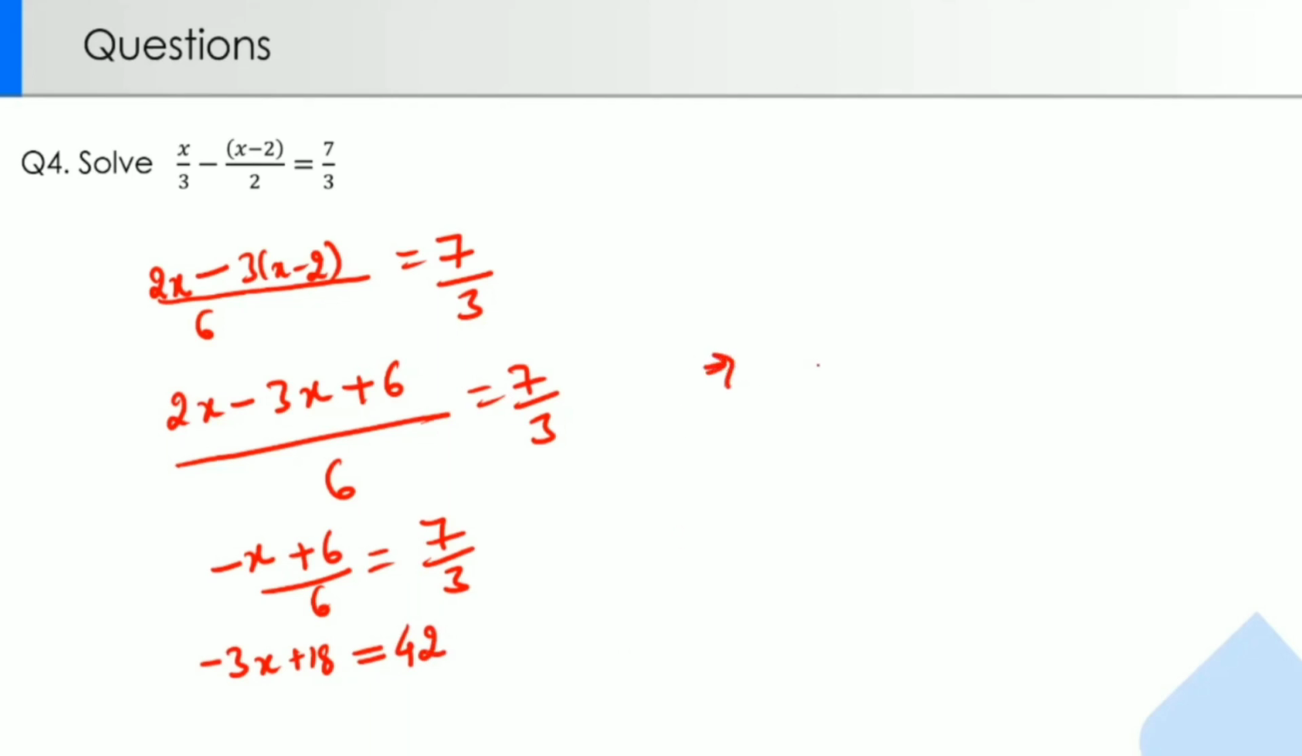So this implies I get minus 3x equals 42 minus 18. So this will give me minus 3x equals 24. So that will give me x equals minus 8. We never keep the negative sign in the denominator, so we always shift it to the numerator. So here I'm getting 24 upon minus 3. So that means minus 24 upon 3, and I got x equals minus 8. So this is the value. Let us proceed further to the next question.